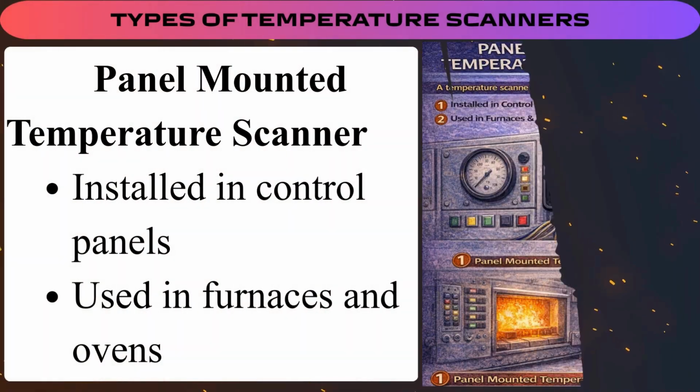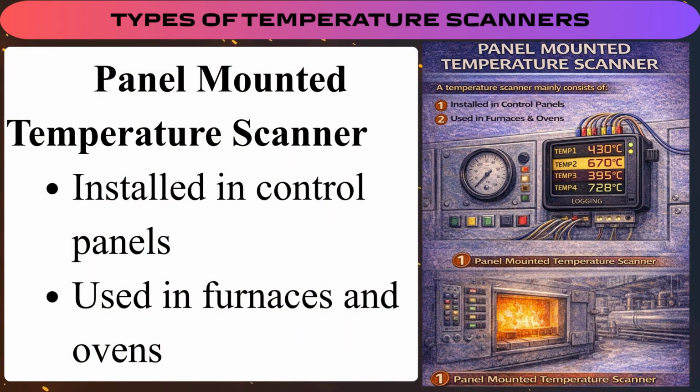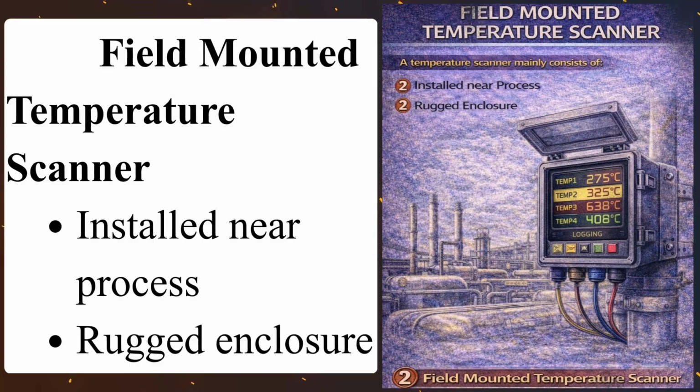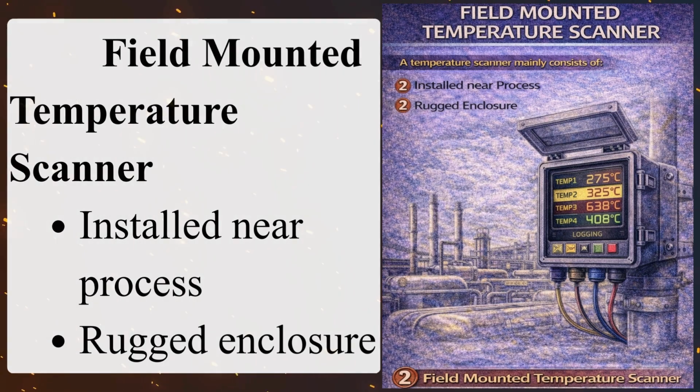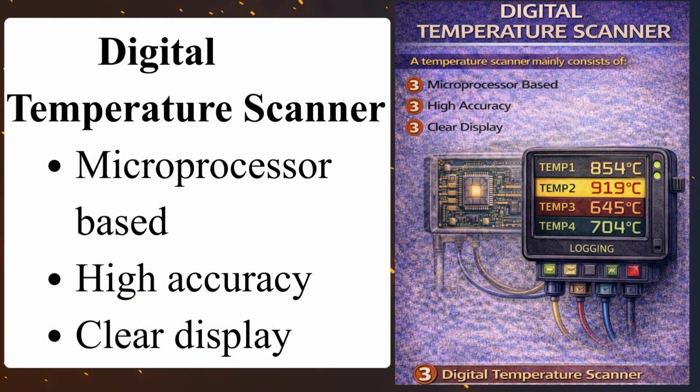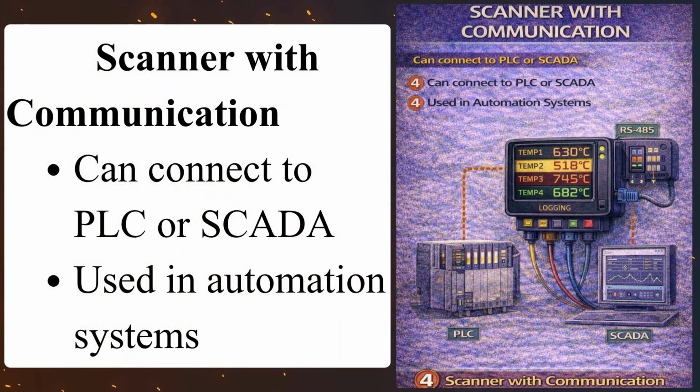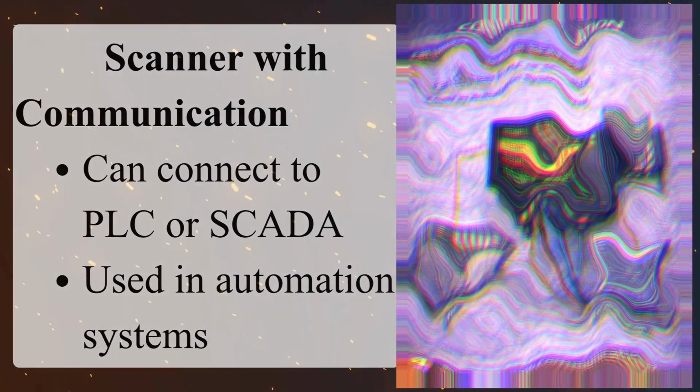Types of temperature scanners. First, panel-mounted temperature scanner installed in control panels, used in furnaces and ovens. Second, field-mounted temperature scanner installed near process, rugged enclosure. Third, digital temperature scanner, microprocessor-based, high accuracy, clear display. Fourth, scanner with communication, can connect to PLC or SCADA, used in automation systems.